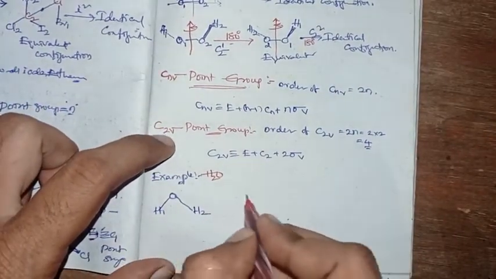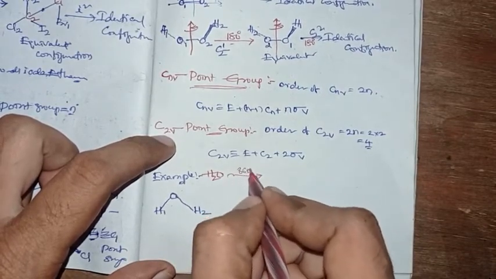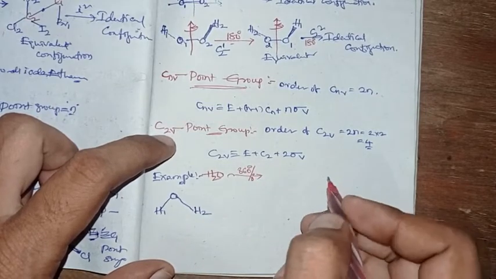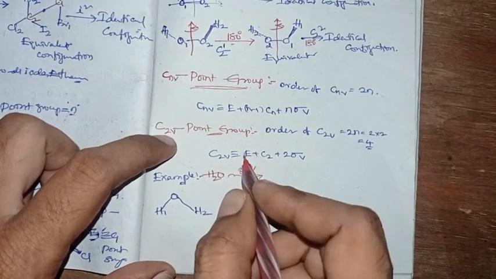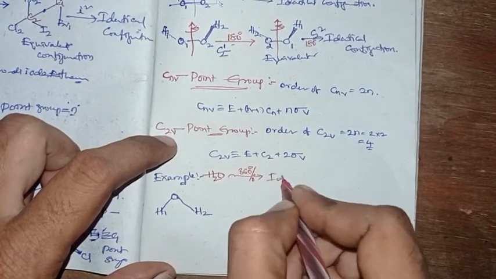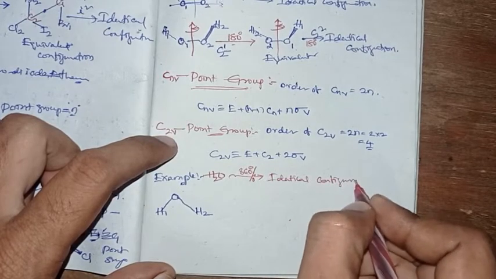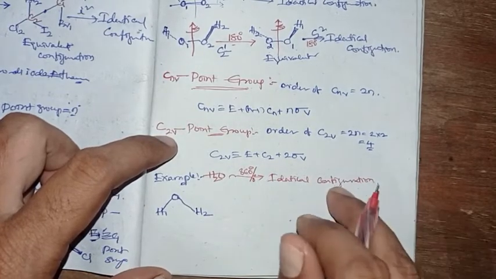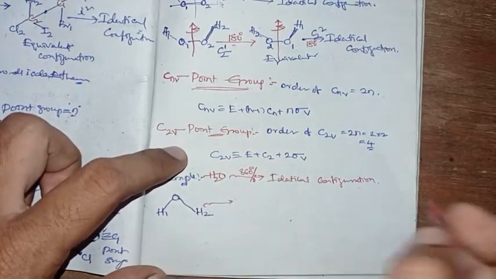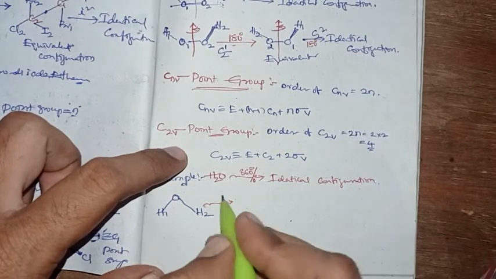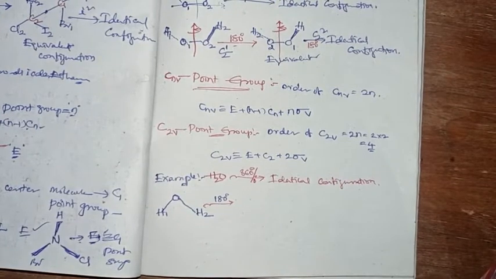Here, the identity: doing 360 degrees of rotation or 0 degrees of rotation with any orientation of axis, you will get an identical configuration. Now I would like to explain the second fold rotational axis, which is nothing but 180 degrees of rotation.